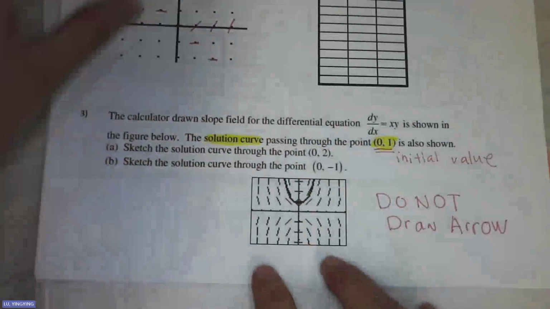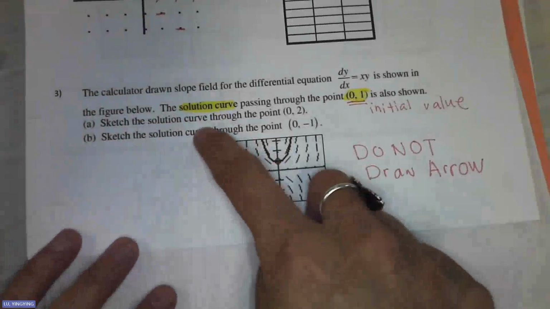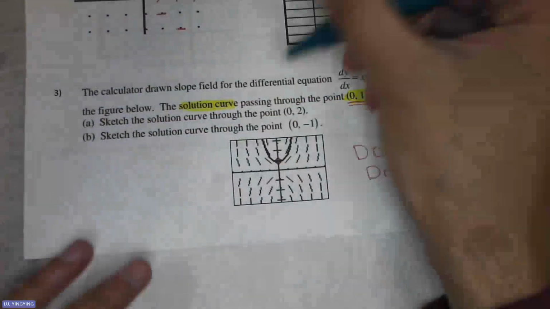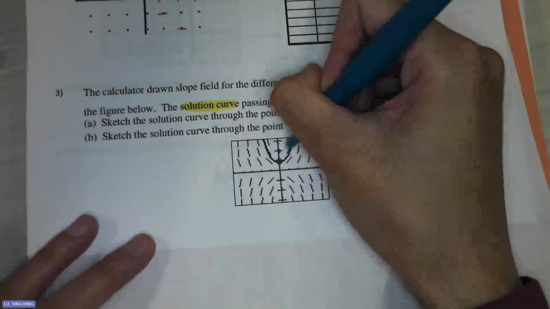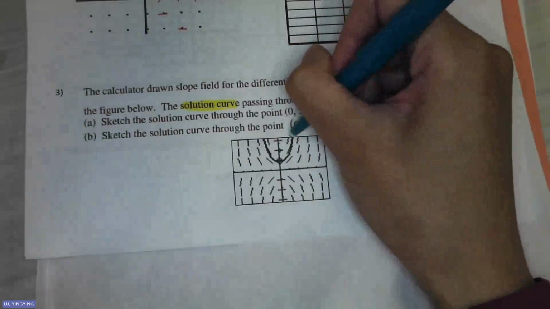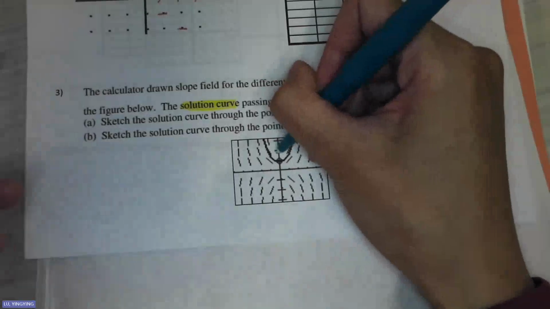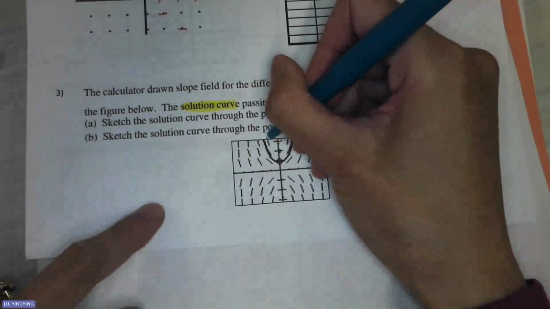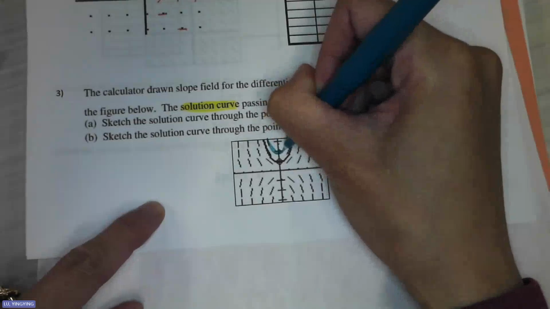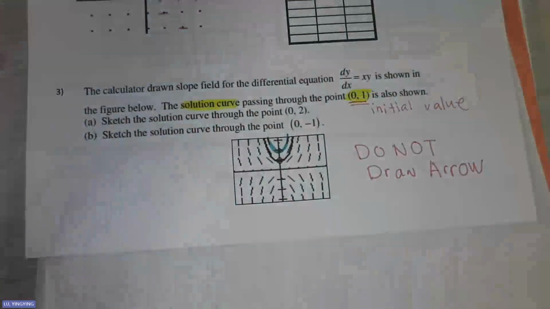On this same picture, they want you to draw the solution curve through the other two ordered pairs. (0, 2) is right here. So basically, you just need to follow the flow. It's decreasing and concave up, and then increasing, going through here, increasing and concave up. As long as you show that, it is enough without drawing arrows. So that's the first one, part A.